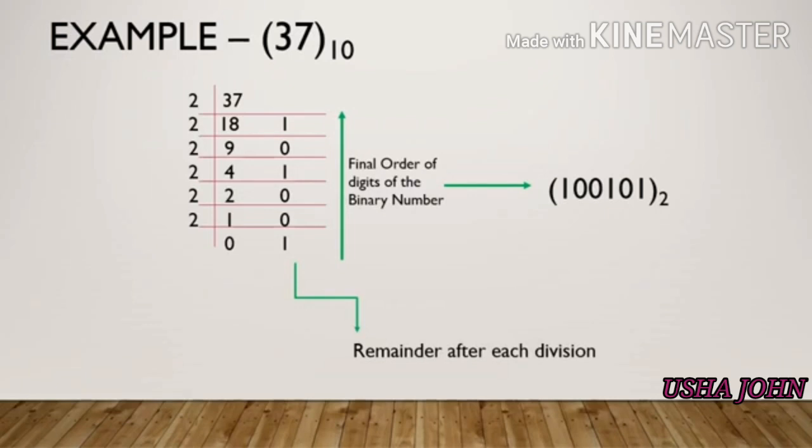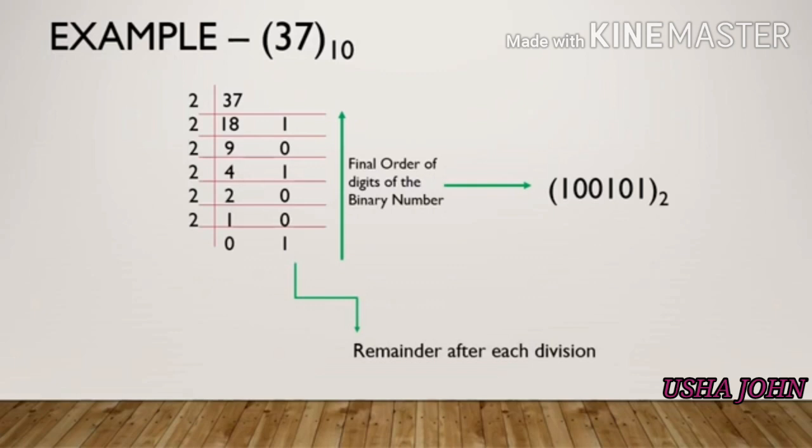2 18 2s are 36, 9 2s are 18, 4 2s are 8, remaining 1, 2 2s are 4, remaining 0, 1 2 is 2, remaining 1. Like that we divide, and from the bottom we write the final order of the binary number, that is 100101. That is the binary number for the decimal 37.